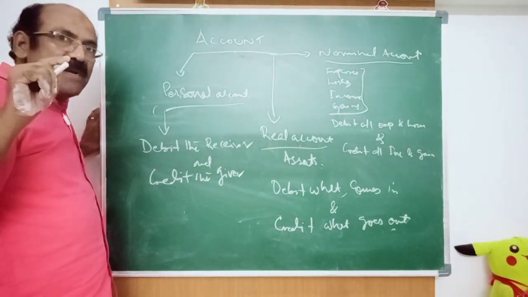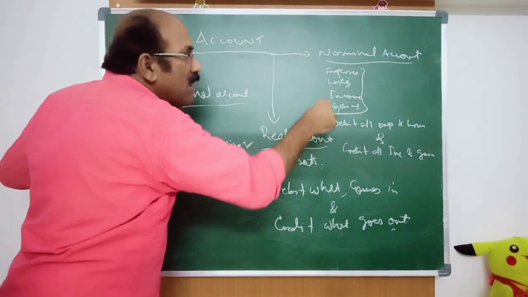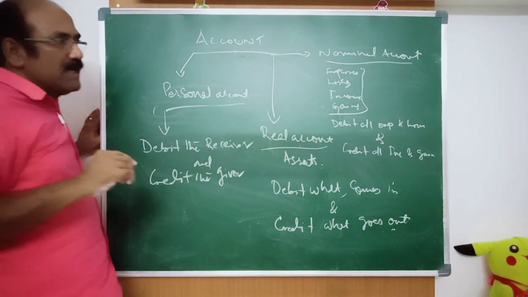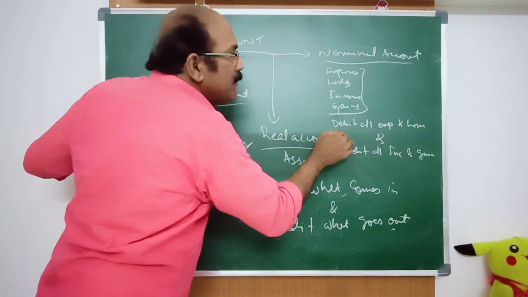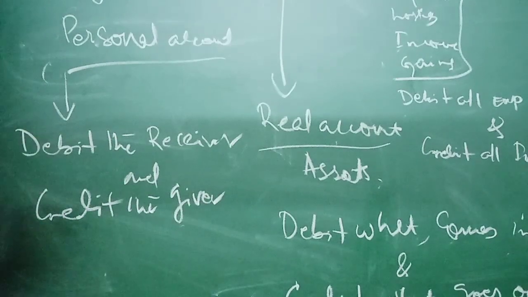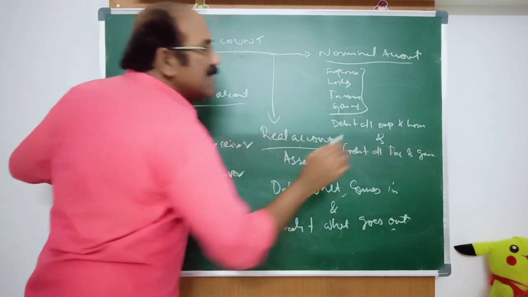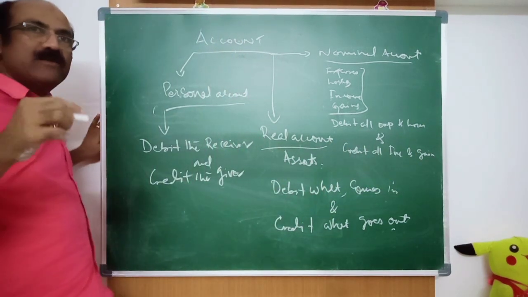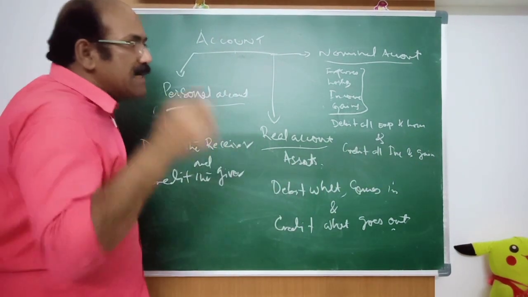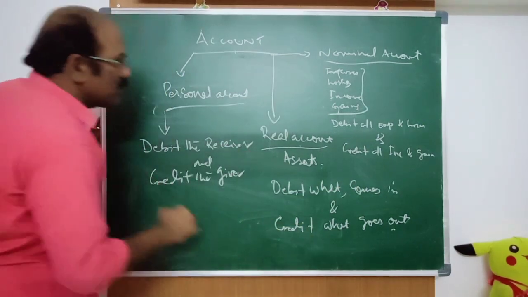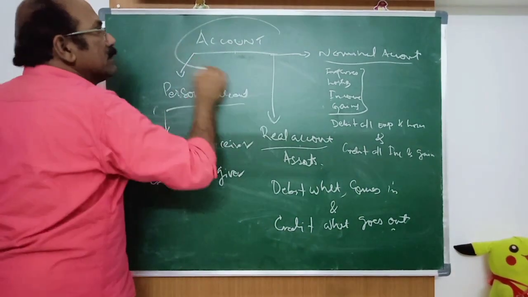In the other class I have explained these are mainly temporary accounts. What is the definition? Debit all expenses and losses, so all the expenses will be debited, and credit all incomes and gains, so incomes and gains will be credited. This is the main principle of the account.